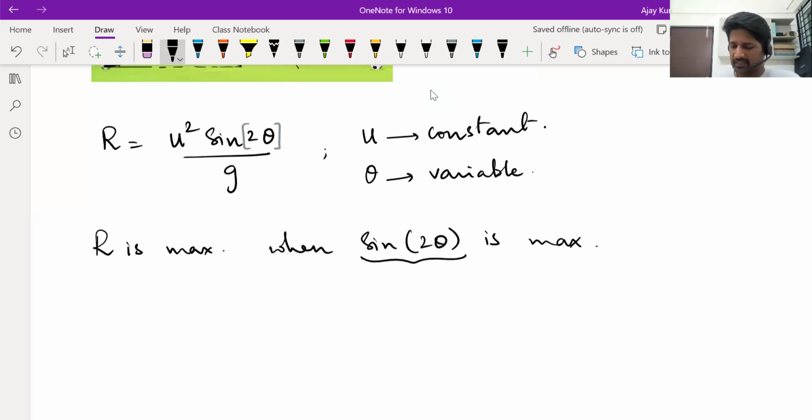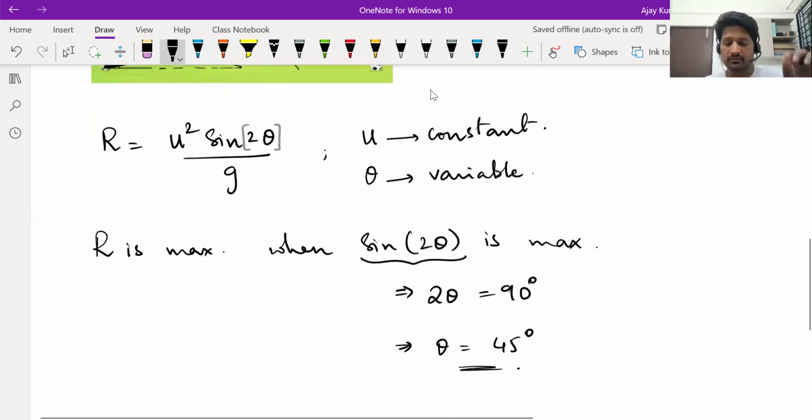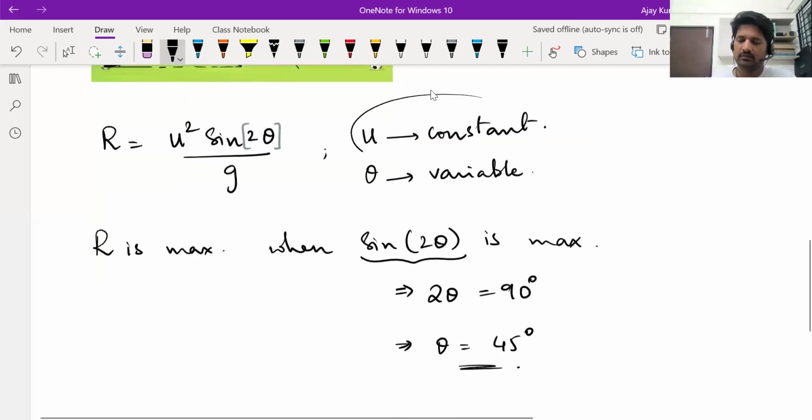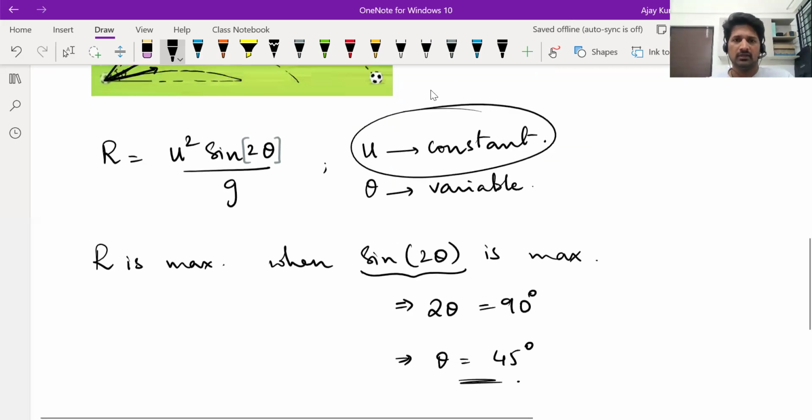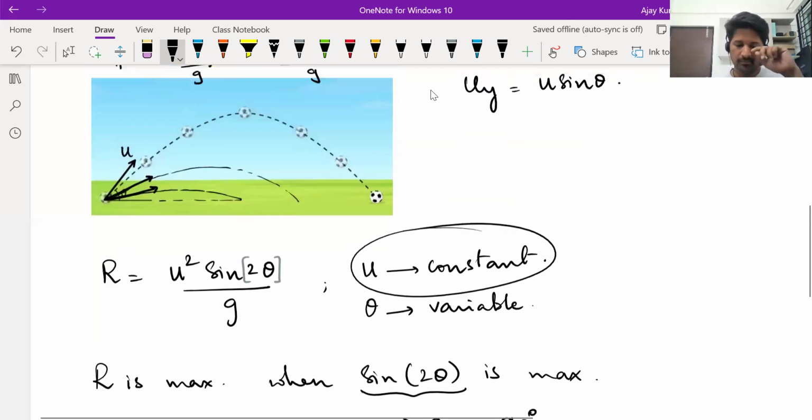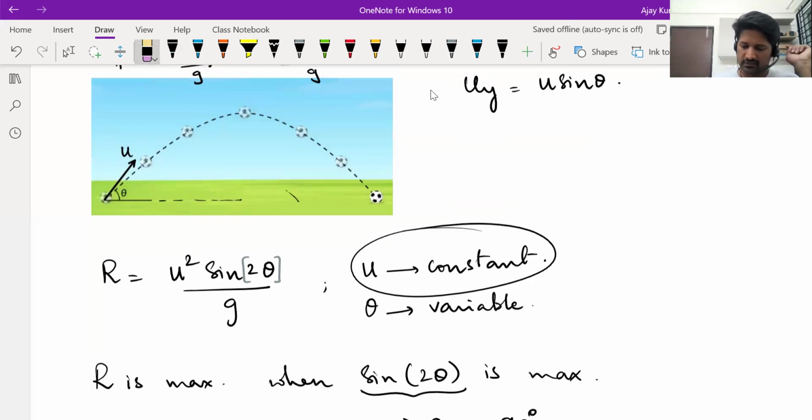Sine of any angle is maximum when the angle, that is 2 theta, is 90 degrees. 2 theta is 90 degrees means theta should be 45 degrees. Okay, so what does this tell us? It tells us that for a given speed of projection, the range will be maximum when an object is projected at an angle of 45 degrees. Let's assume this itself is the angle 45 degrees.